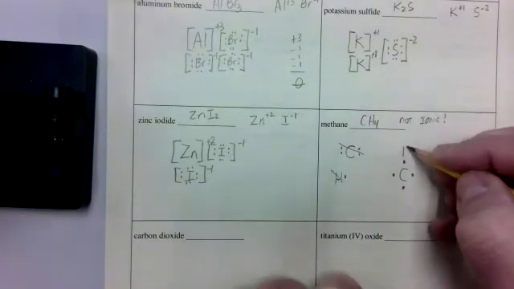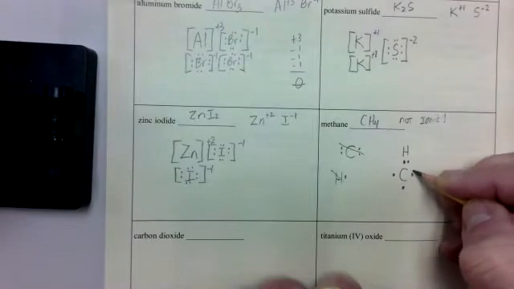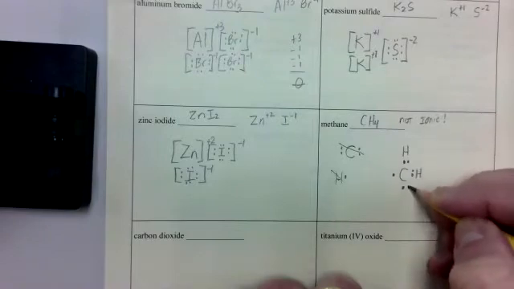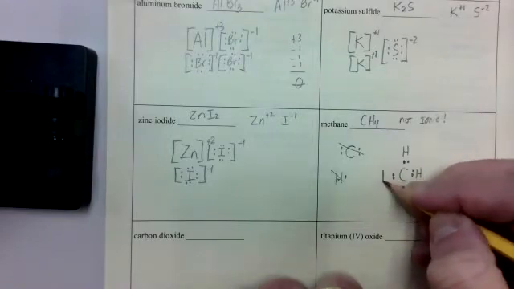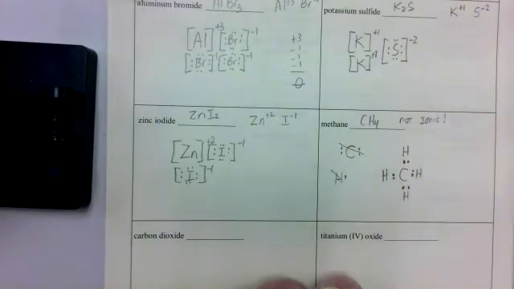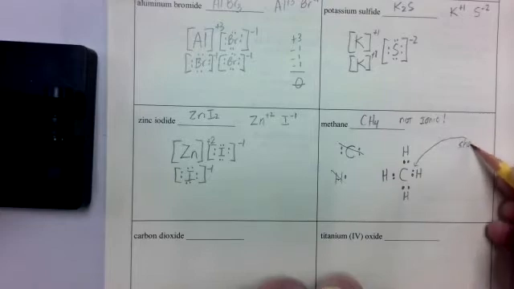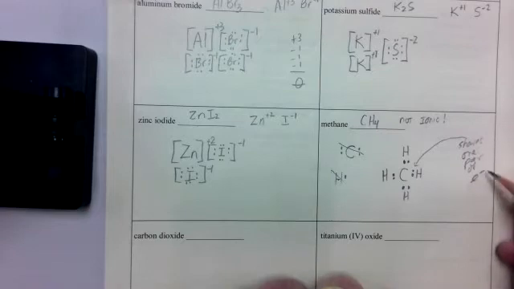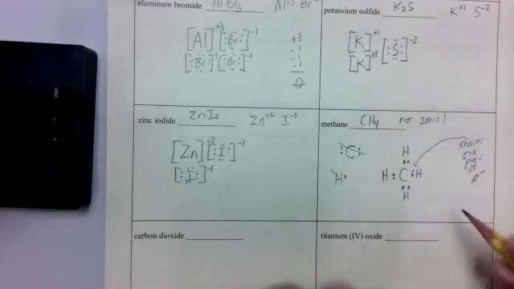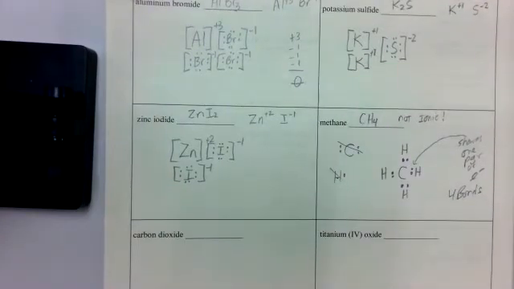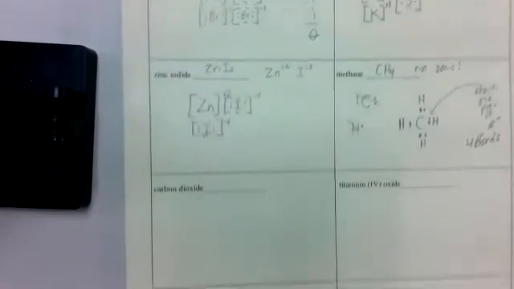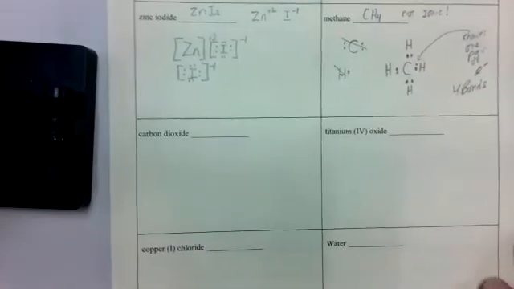I'm going to put an H on top. I'm going to put an H on the right, an H on the bottom, and an H on the left. Each of these bonds in here shares 1 pair of electrons. There's 4 bonds in 1 molecule here. Each hydrogen bonds to the same carbon. Now, that's something you should just memorize.